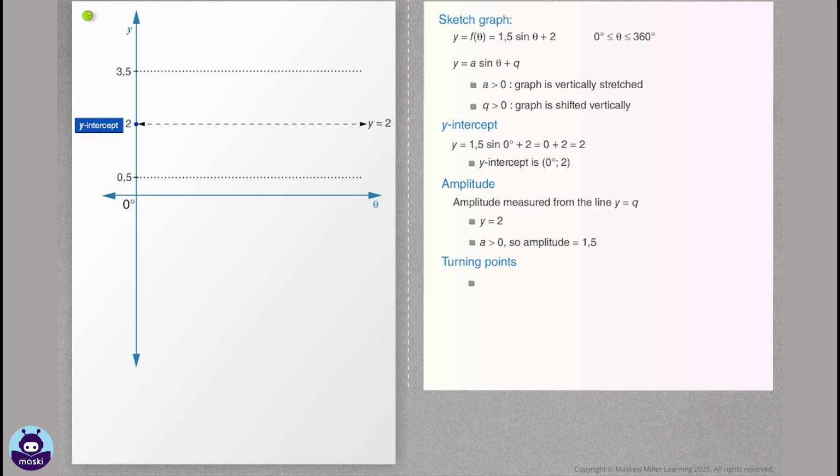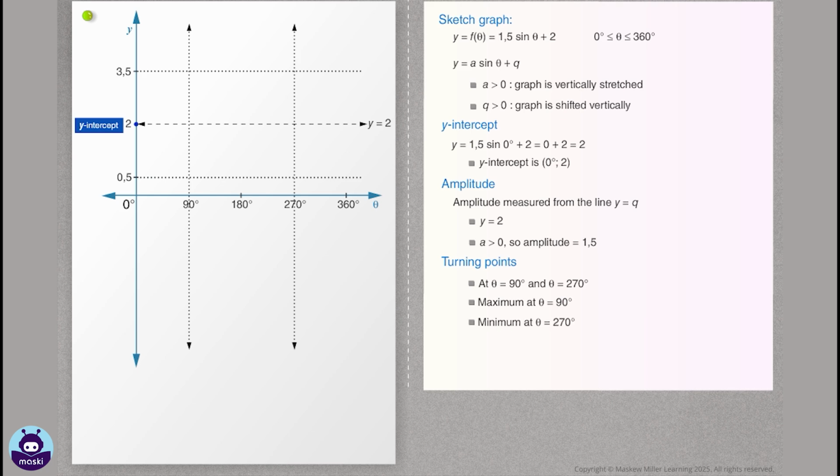Turning points. The turning points of the sine function are at theta equals 90 degrees and theta equals 270 degrees. These are the maximum and minimum points of the function between 0 degrees and 360 degrees. We note that since a is greater than 0, the maximum turning point is at theta equals 90 degrees, while the minimum turning point is at theta equals 270 degrees.